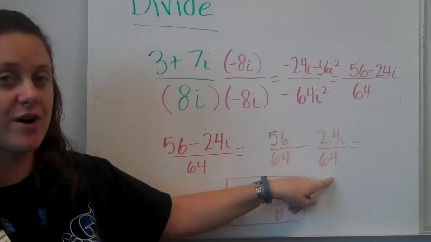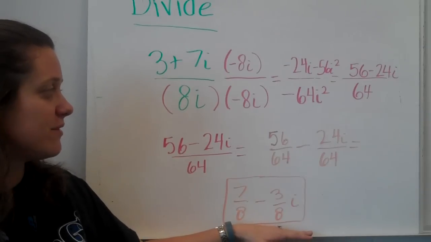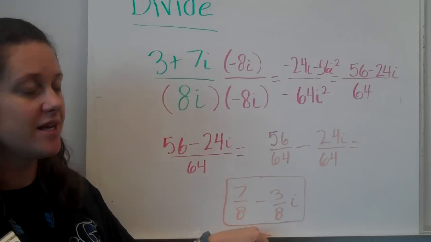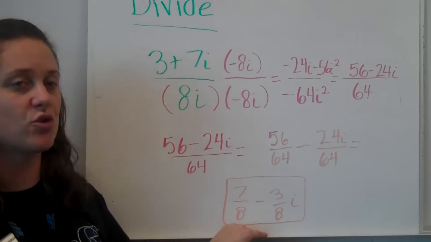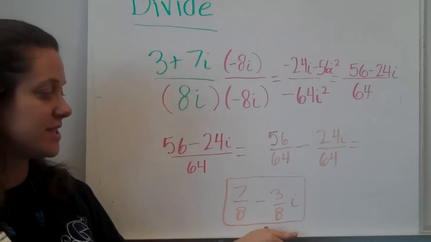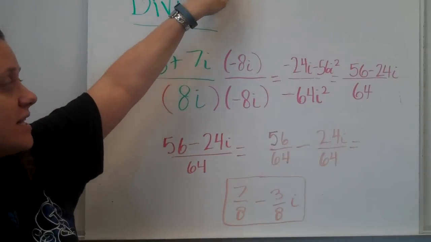But just like always with fractions, I need to see if it can be simplified, and so I was able to simplify this. I divided both of these by 8 and both of these by 8, and my final answer is 7 over 8 minus 3/8i. Okay, so when I divide this, I end up with 7/8 minus 3/8i. So let's try an example.